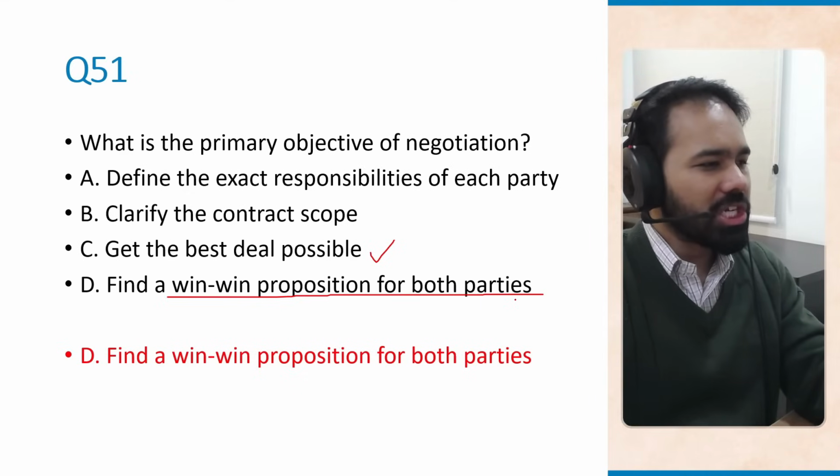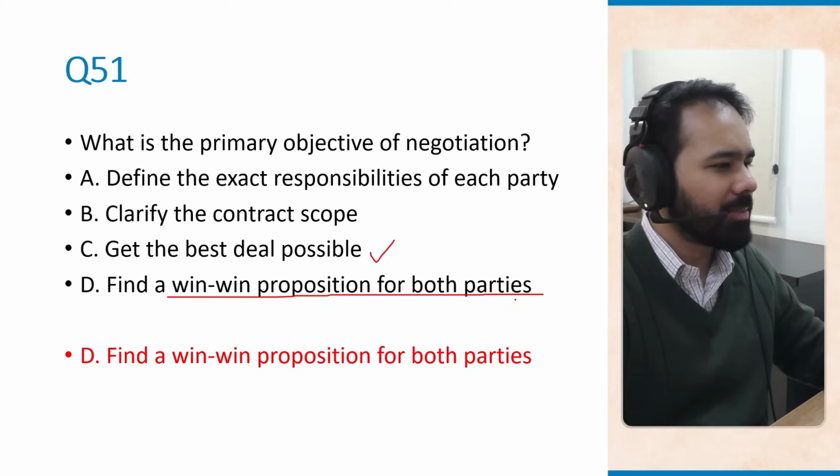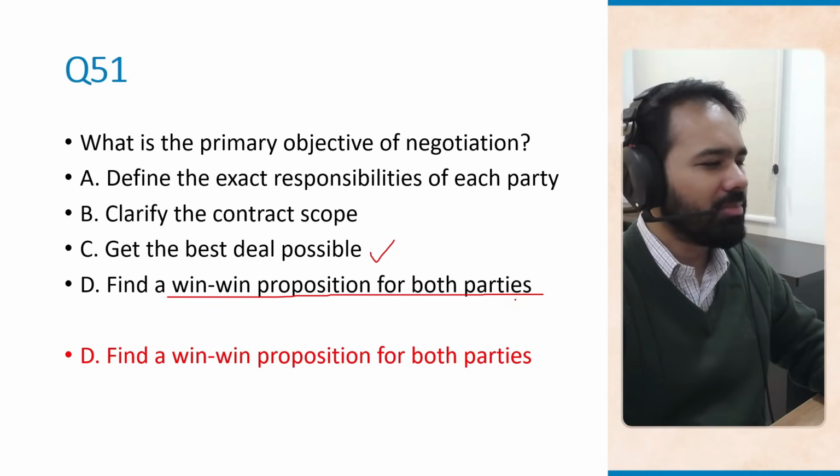The aim of negotiation is to be mutually beneficial for both parties. That's the aim of negotiation. You have to create a win-win outcome so that all parties are committed. Nobody should feel like they got a bad deal.